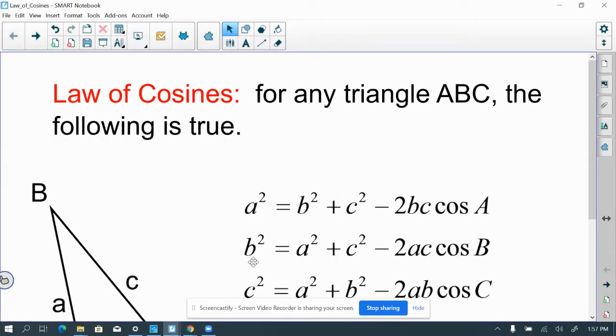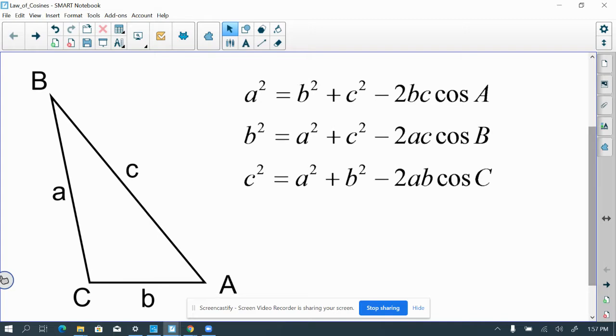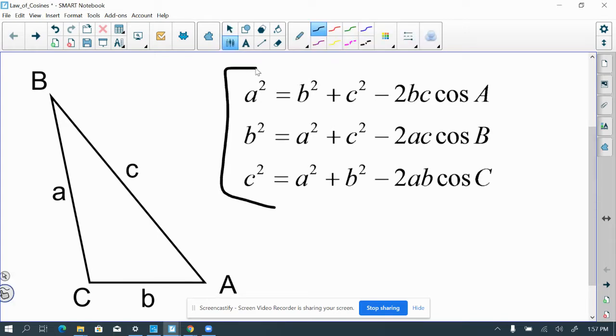Hello, everybody. So here we are, law of cosines. Like the law of sines, it is true for any angle, but you're not always going to have all the information that you need. So here is triangle ABC, and you've got these three relationships.